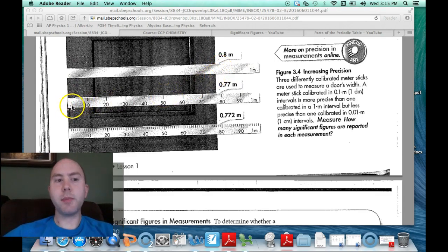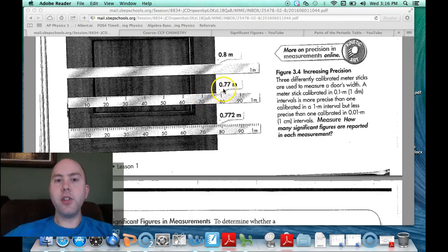If we look at the next meter stick, it goes by 10 centimeters, 20 centimeters, all the way up to 1 meter, which is 100 centimeters. So clearly you notice that the door is between 70 centimeters and 80 centimeters. So you know for a fact it's at least 0.7. Now they changed it to meters. So you're like, wait a minute, why is it 0.77? I thought it was 77. They changed centimeters to meters.